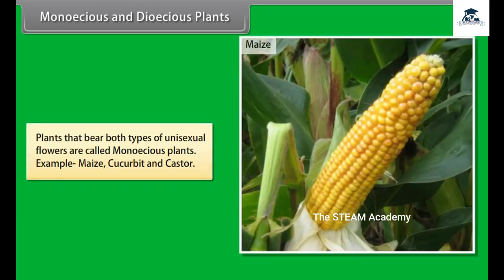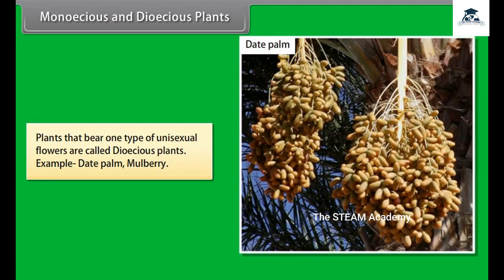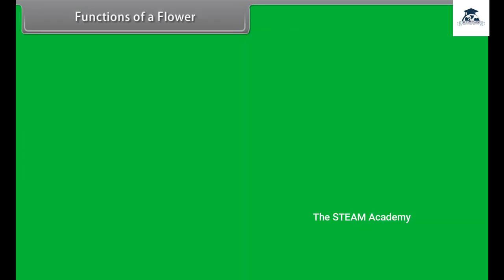Plants that bear both types of unisexual flowers are called monoecious plants. Example: maize, cucurbit and castor. Plants that bear one type of unisexual flowers are called dioecious plants. Example: date palm, mulberry. Functions of a flower.